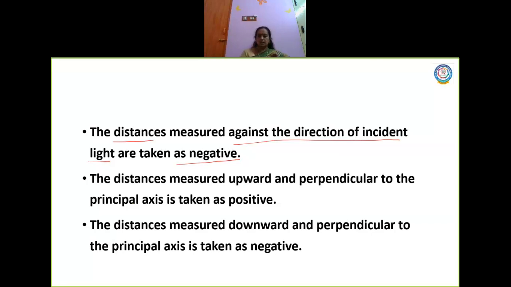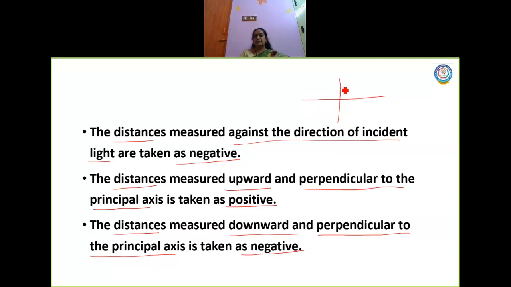Okay? Now let us move to the next rule. The distances measured upward and perpendicular to the principal axis are taken as positive. The distances measured downward and perpendicular to the principal axis are taken as negative. I will draw the graph once again here, children. See the graph.